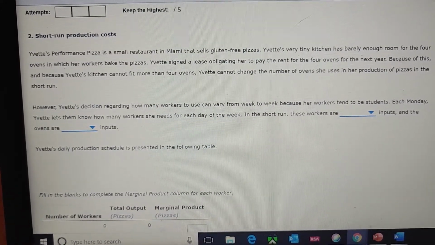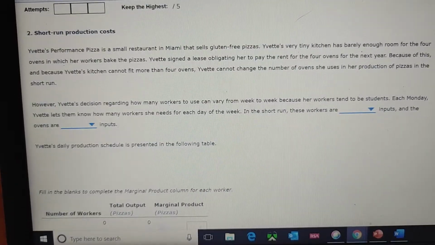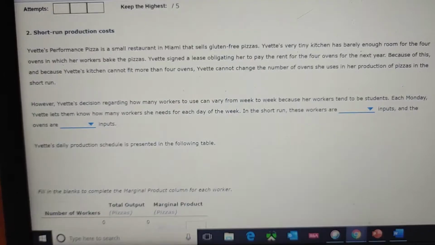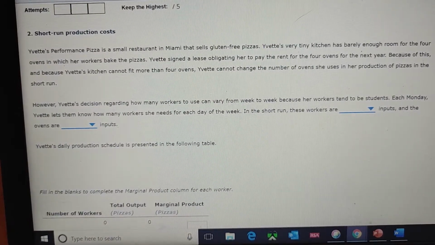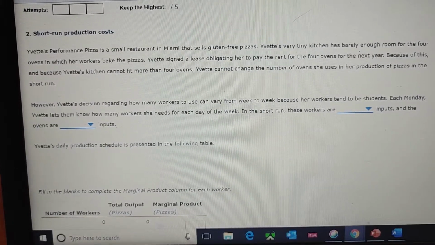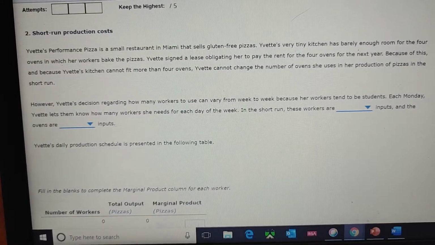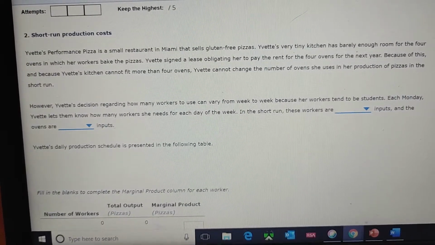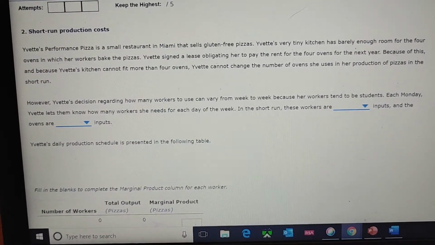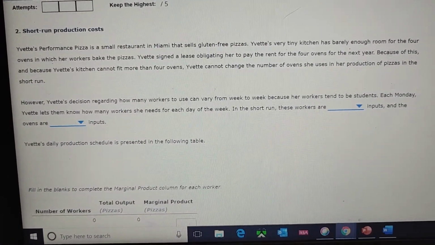It talks about Yvette, who has a performance pizza, and they sell pizzas in Miami, gluten-free, and she has a very tiny kitchen and 4 ovens, and where her workers work at. She's signed a lease obligating her to pay rent for the 4 ovens into next year. Because of this, and because Yvette's kitchen cannot fit more than 4 ovens, Yvette cannot easily change the number of ovens she uses in her production of pizzas, especially in the short run.